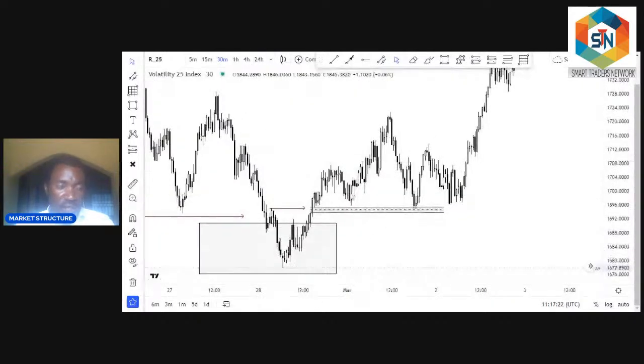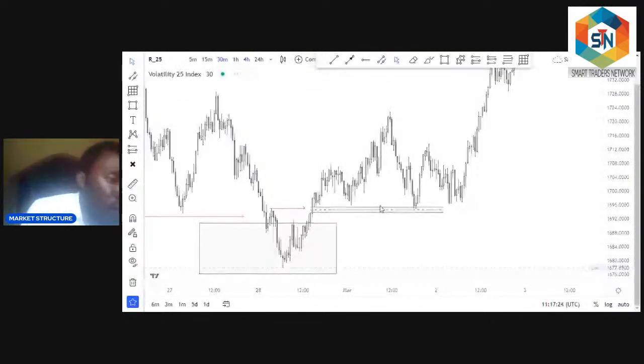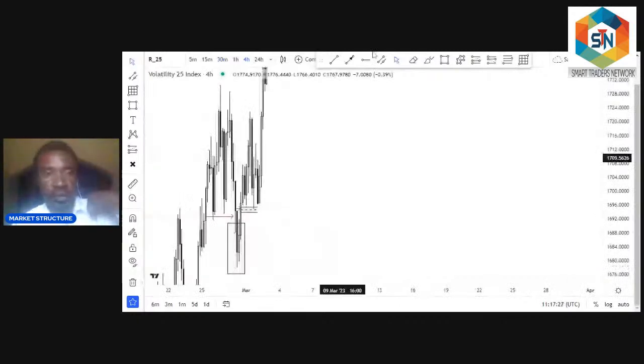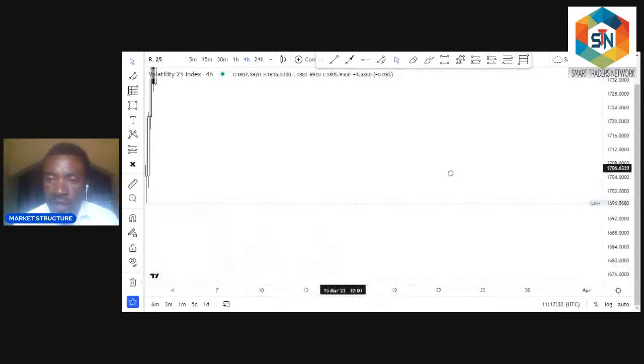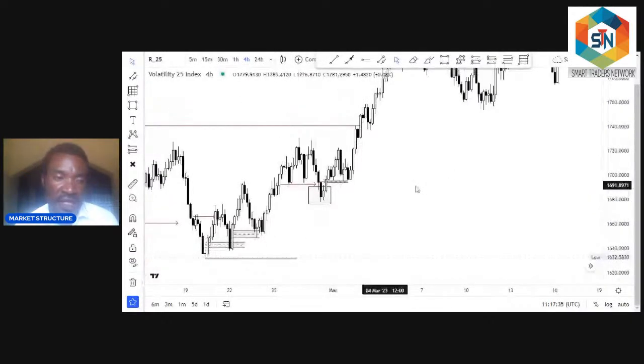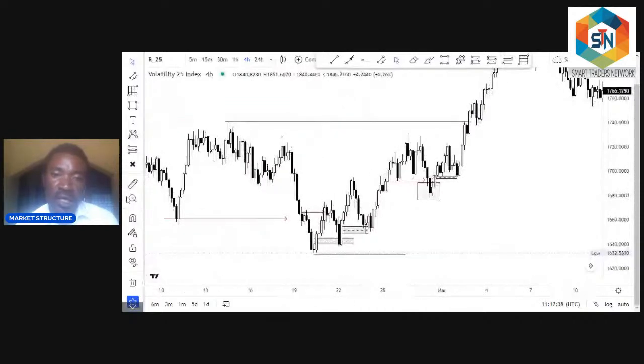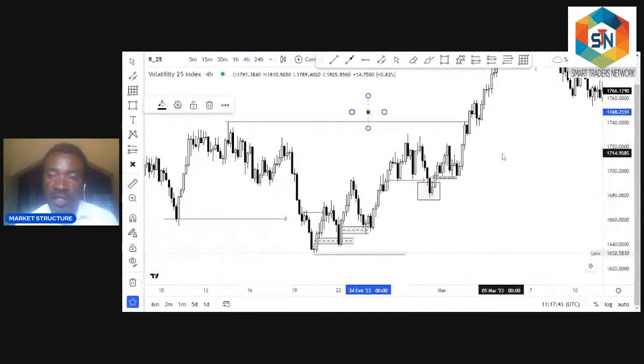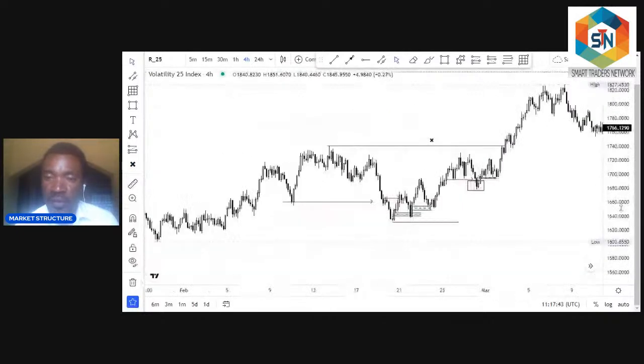That was the third entry that you would have taken. That was the third entry. And then that was the entry that now came and captured the external liquidity that was here. That was the entry that captured the external liquidity.